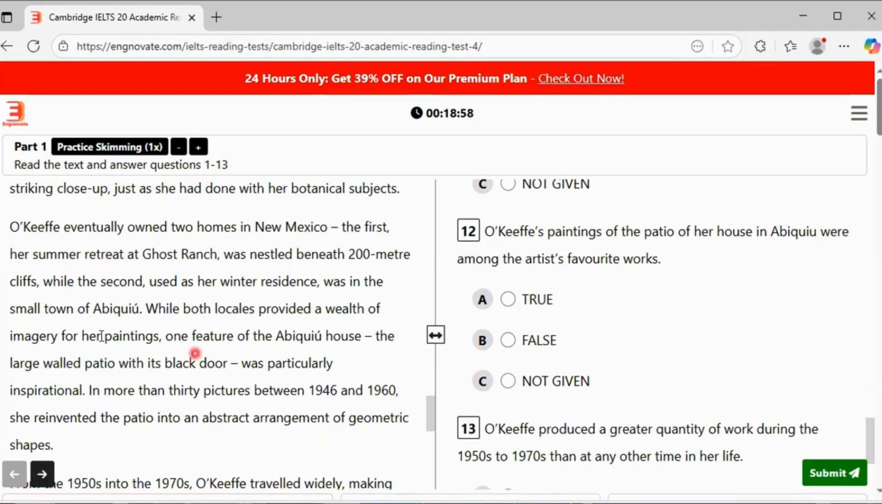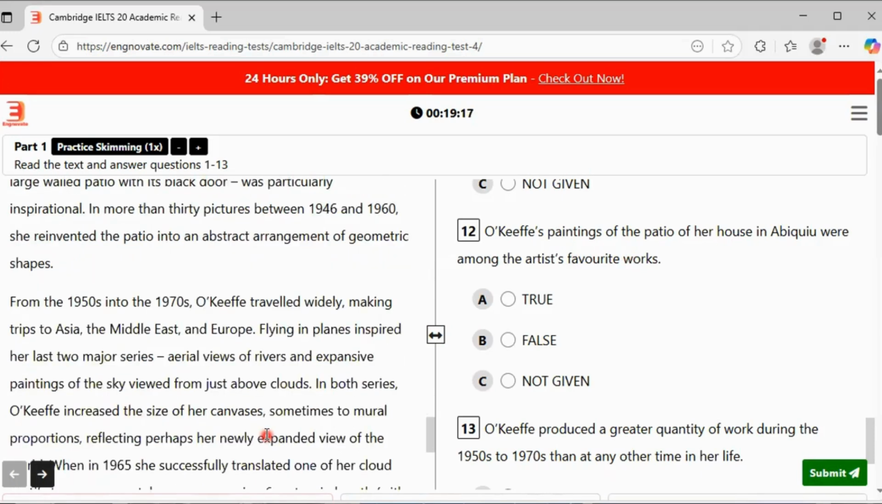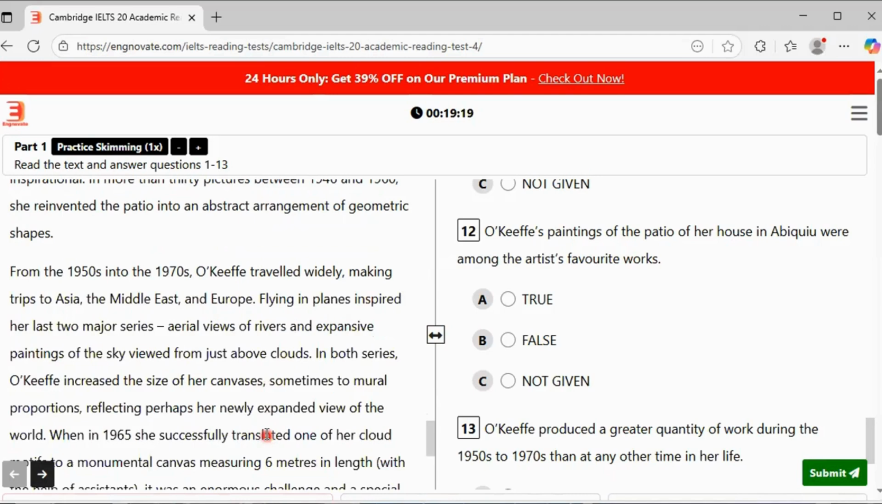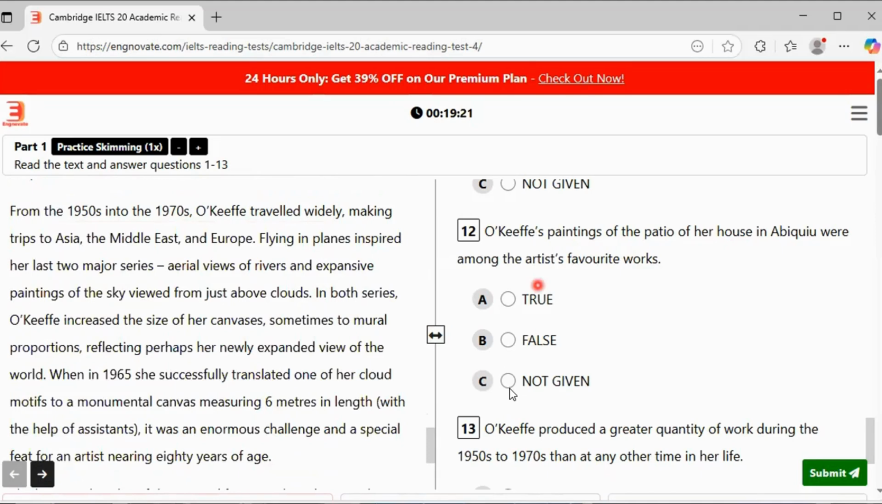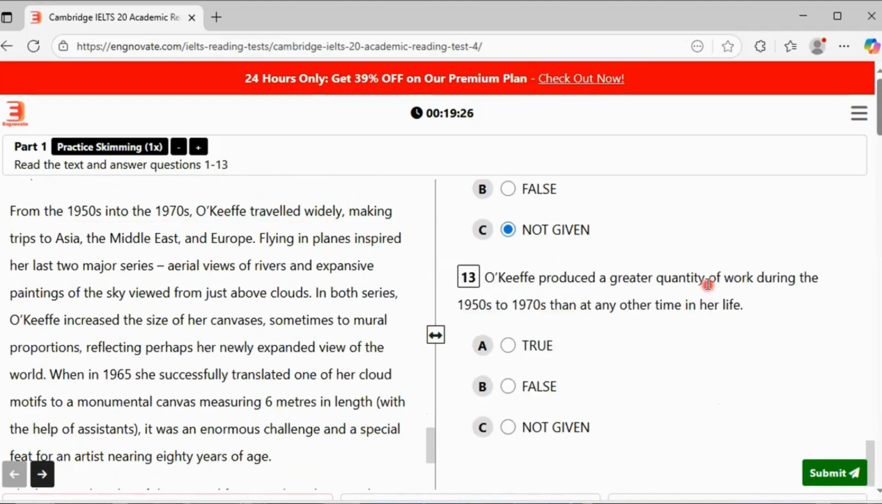This says that the large walled patio with its black door. O'Keeffe's paintings of the patio of her house were among the artist's favorites. We are not sure. This issue of favorites is not here. I'm not sure. I'm going to pick not given for this one, number 12. I'll go for not given.